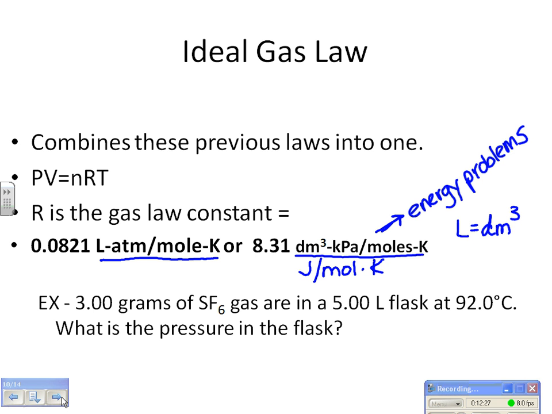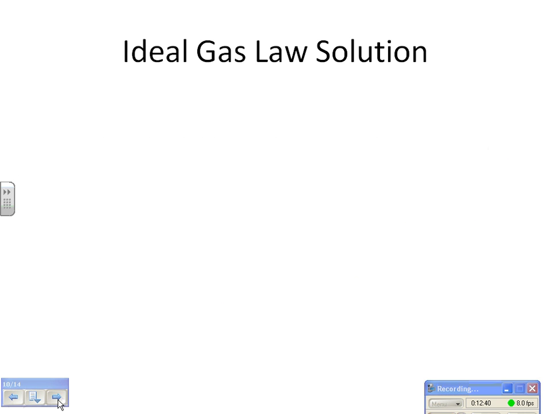Okay, that's not going to happen in this problem. We're going to use the 0.0821 because we like atmospheres. And there's your sample problem there. Ideal gas law, what are we going to do? We are going to start by writing what the problem told us for PIV-NERT.